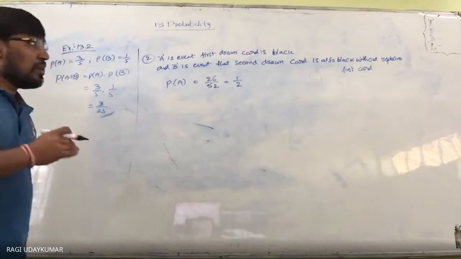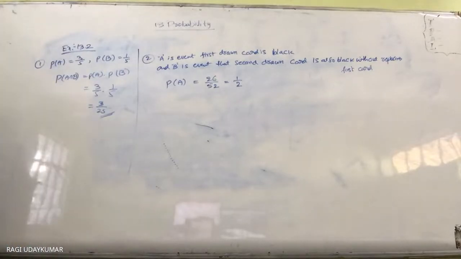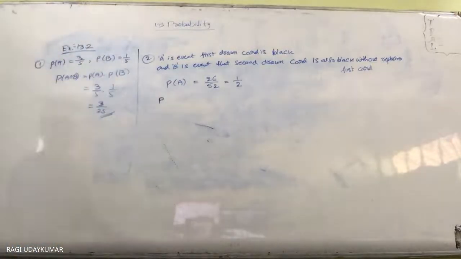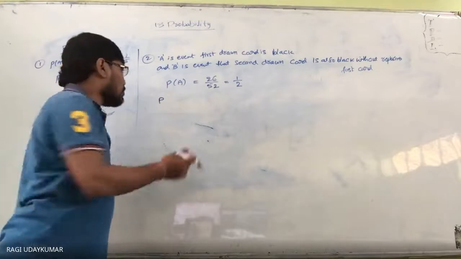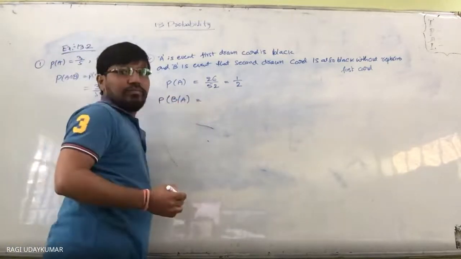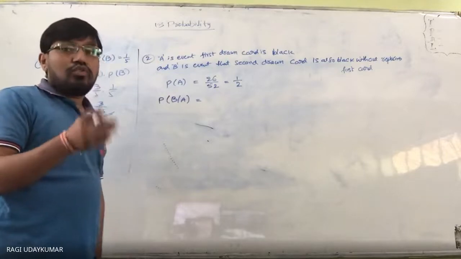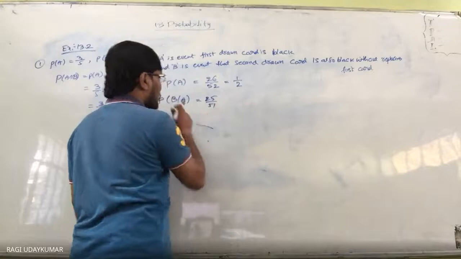So now what we have to do? The second drawn card is black. That is represented by probability of B given A. We need to find out probability of A intersection B. Since A has occurred, that is, a black card is drawn but not replaced, there are 25 black cards and a total of 51 cards. So 25 by 51 is the probability of B given A.